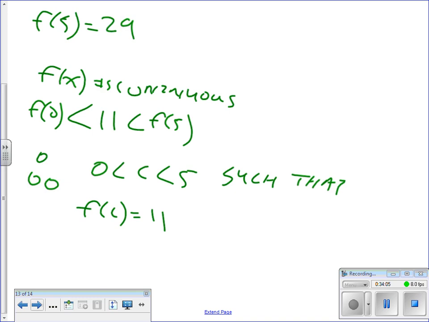I go from here to here. 11 happens between -1 and 29. Because I have this y value and this y value, and what I'm looking for is in between. It happens. There's an x coordinate that will spit that out of the function. The intermediate value theorem says it will work. There is a solution. There is an answer. Okay?